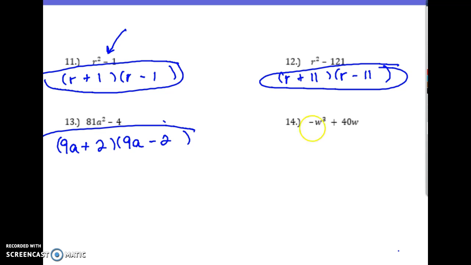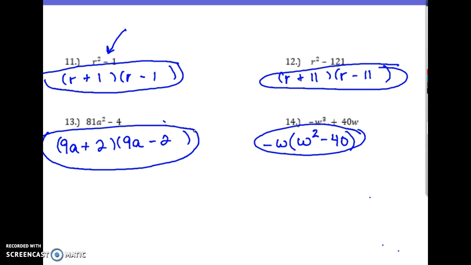Okay, for number 14, we want to factor out the leading negative, and we're going to factor out a negative w as the greatest common factor, and we end up with w squared, oops, it's not plus 40, it's minus 40, sorry. So that's minus 40, and 40 is not a perfect square, so it's not a very good example, but we're going to just stop right there, so it's just w squared minus 40. Okay, so that would be our final answer. Again, 14 wasn't a very good example.